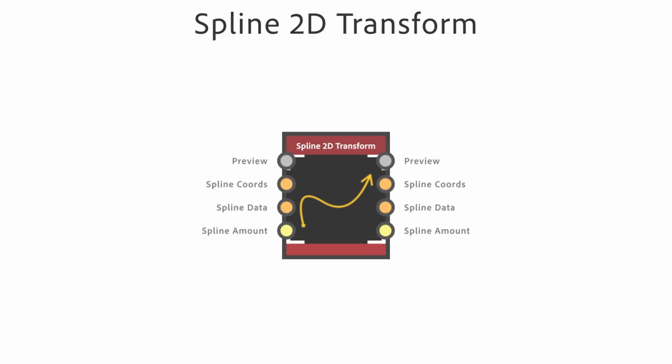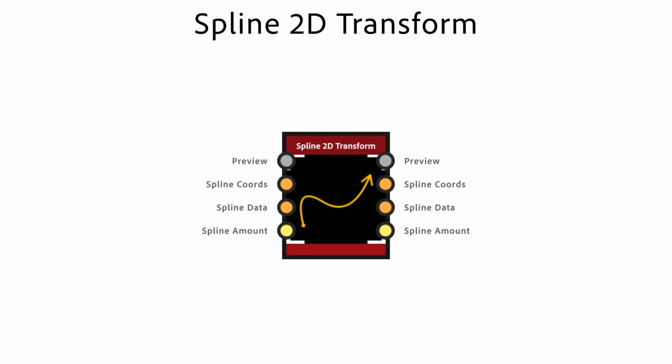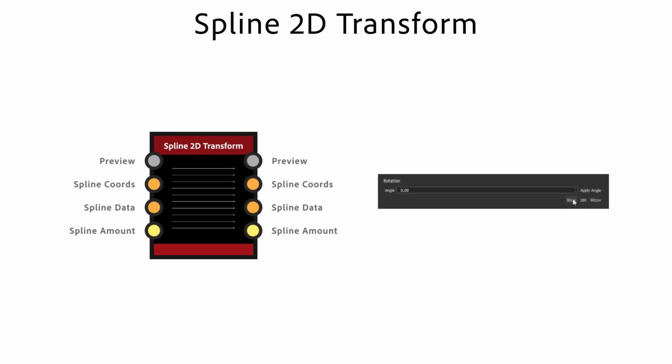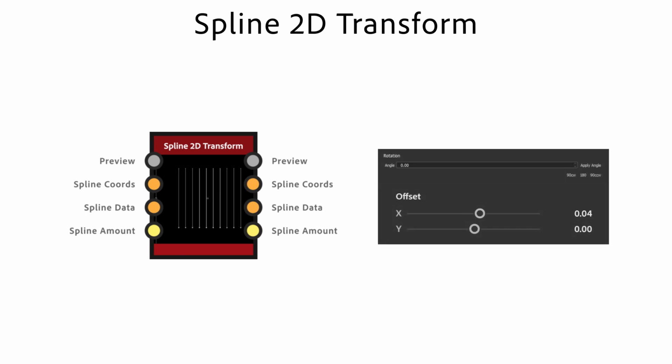The spline 2D transform node applies a global transformation to all input splines, including inverting their direction. Compared to the regular transformation 2D node, the spline 2D transform node is specifically for spline data. Use rotation to rotate the input image. Offset moves the image in X or Y direction.